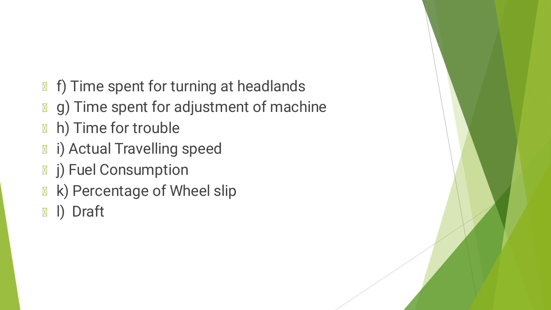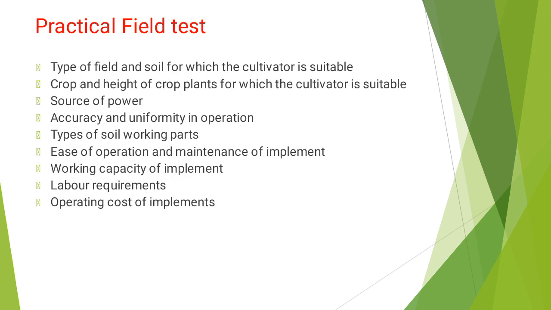You know they have to take these readings: actual traveling speed as per the Arnhem test code, fuel consumption also as per the Arnhem test code, then percentage of wheel slip, meaning relative movement of the wheel at no load and load condition. We calculate it in percent, and the draft of the implement.